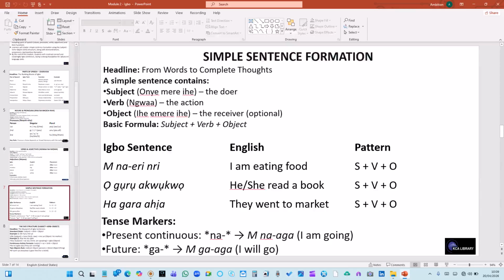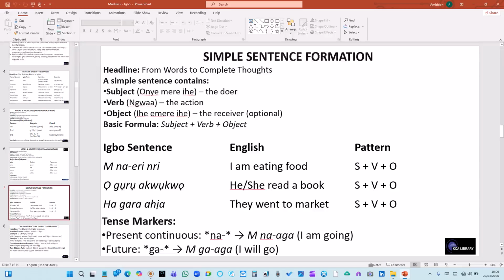The tense marker here is the present continuous tense, M na-aga, I am going. Then the future marker is ga, M ga-aga, which means I will go. So the present continuous tense here is M na-aga, I am going. Then ga, M ga-aga, which means I will go. That is future tense.